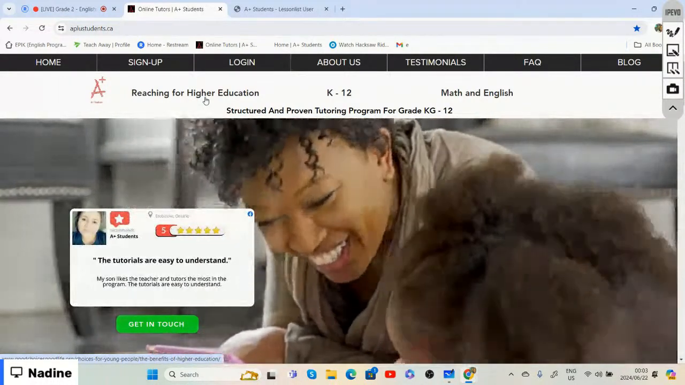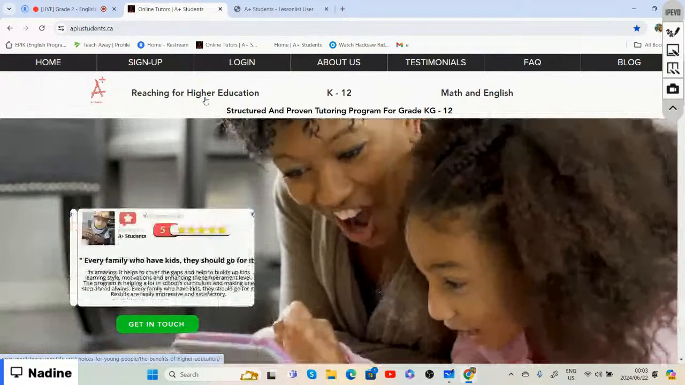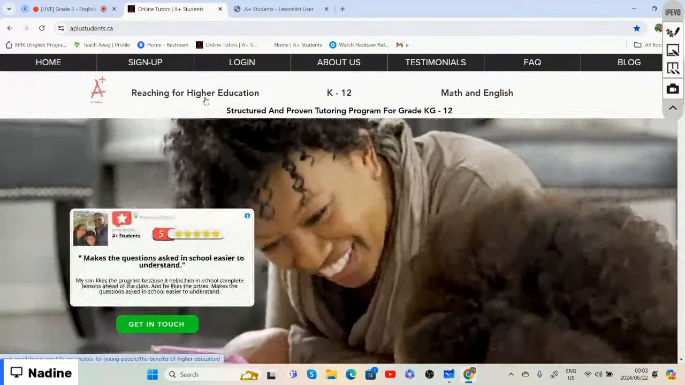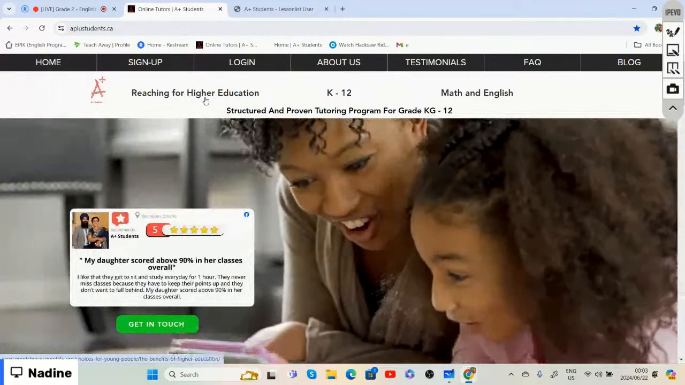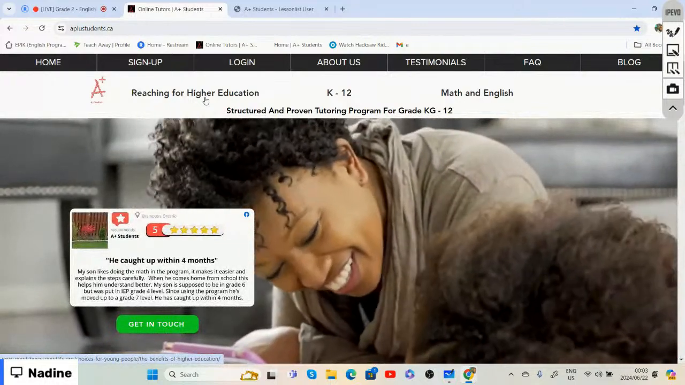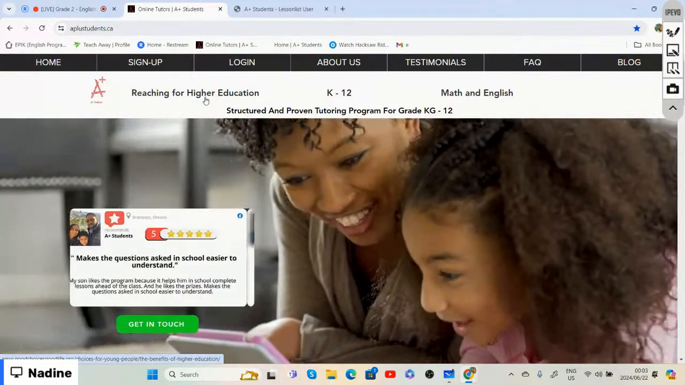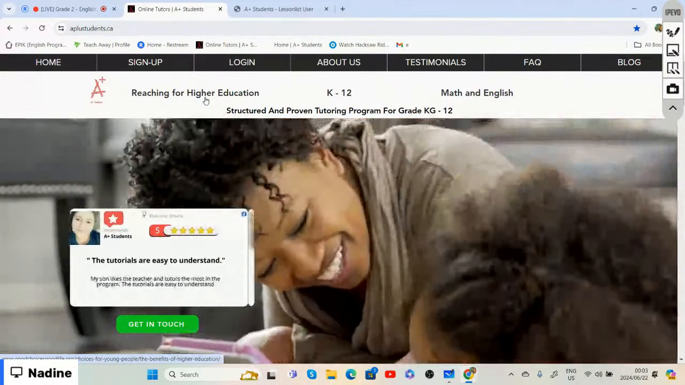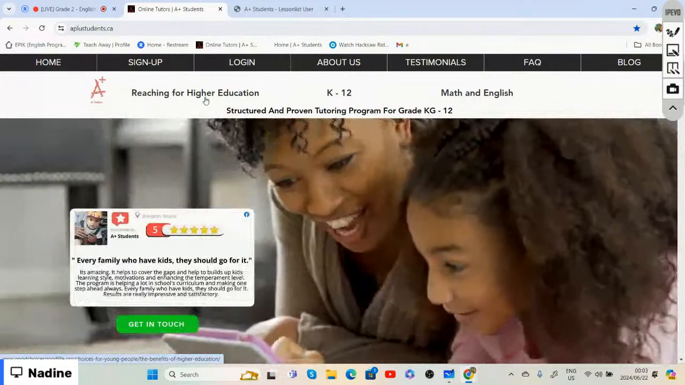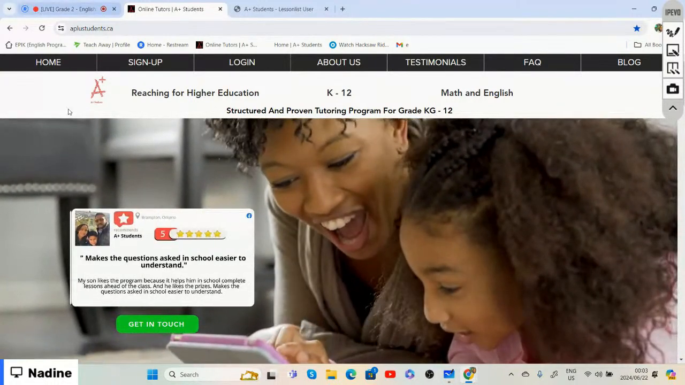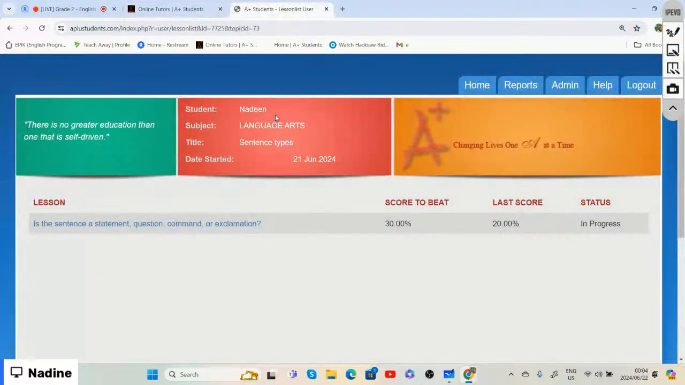Today, we'll be doing our grade 2 English lessons on sentence types. Before we start, we're going to log on to aplusstudents.ca. Once you've logged on with your username and password, we're going to select the subject of English Language Arts, grade 2, and then scroll down until we get to the chapter of sentence types.